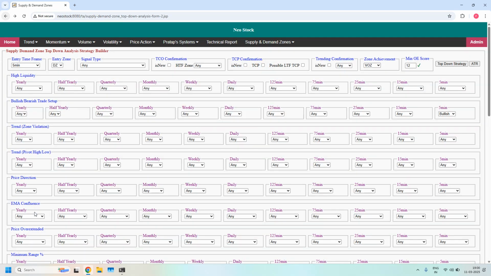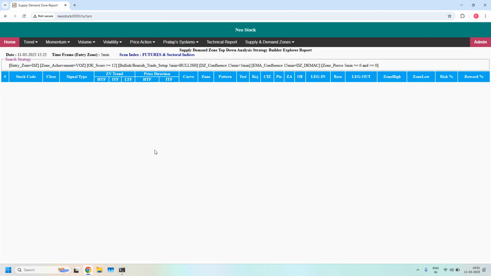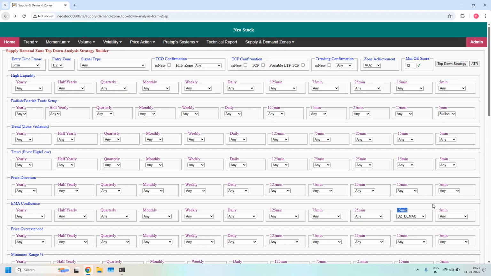Let's verify. In the EMA confluence at 15 minutes time frame, I am selecting 15 minutes demand zone having daily EMA confluence. No stocks are filtered. Okay, next we will look into LTF, ITF and HTF demand zone supported stocks. I am removing this EMA filter.